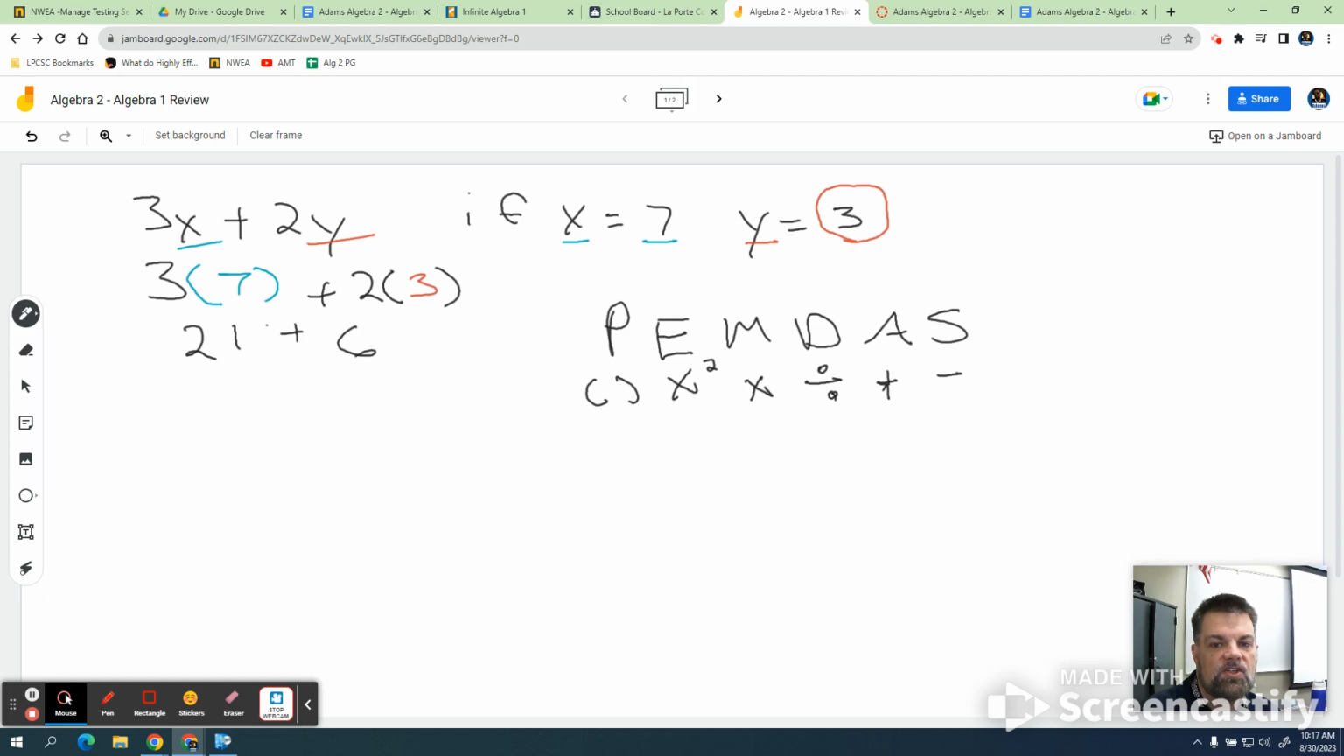Now, multiplication and division are actually kind of the same. So for those, we go left to right. And addition and subtraction are actually kind of the same too. So we would go left to right. So let me change my plus sign. That's not the greatest. So that would go left to right.